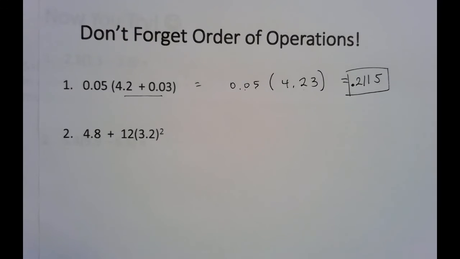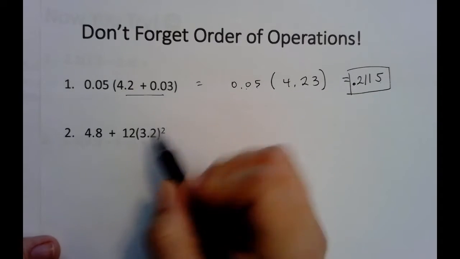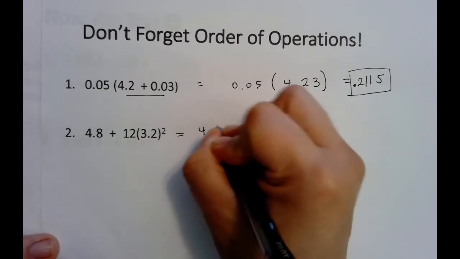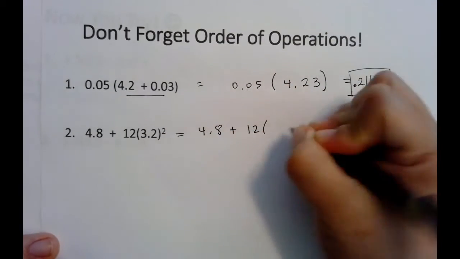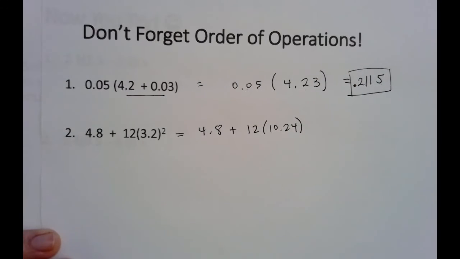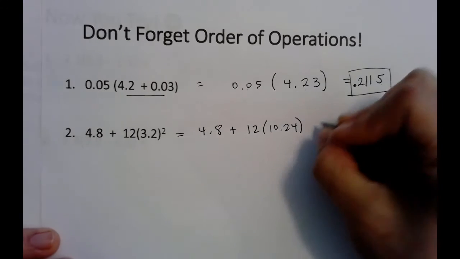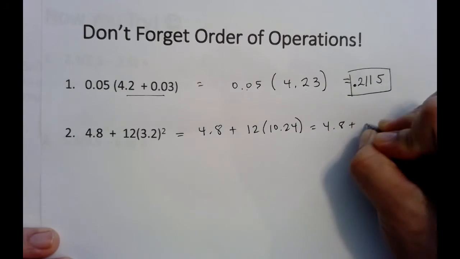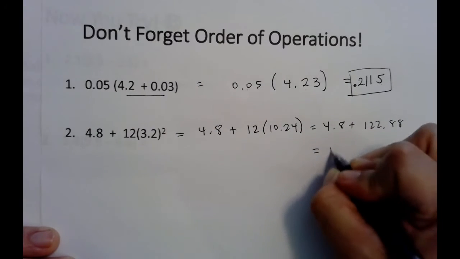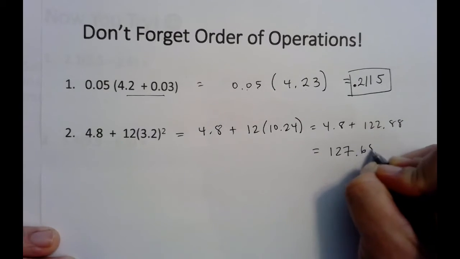So 4.8 plus 12 times 3.2 squared, which is just 3.2 times itself, okay? So if I do this, I would need to do exponents first. So that would be 4.8 plus 12 times the quantity, 10.24. So times 12. Okay, and then that's going to be 4.8 plus 122.88. Okay, so then the total answer is 127.68.